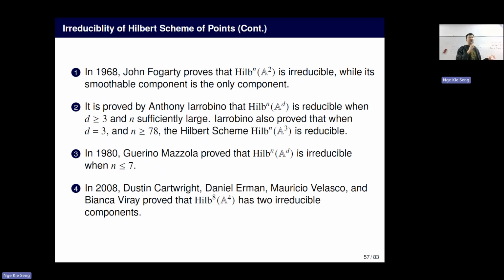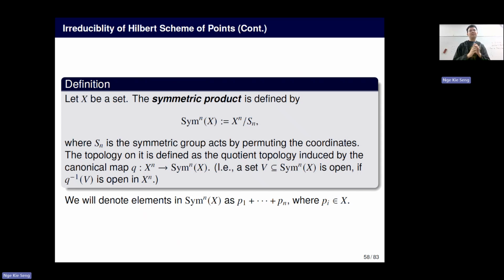Later in 2008, these four people proved that the Hilbert scheme of 8 points in A^4 has two irreducible components, which means it is reducible, right? So we can see that 8 points is the simplest case where a Hilbert scheme can be reducible. And we will talk about reducibility via the Hilbert-Chow morphism, which Justin also introduced earlier.